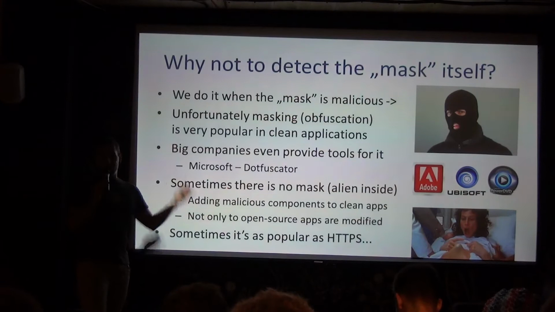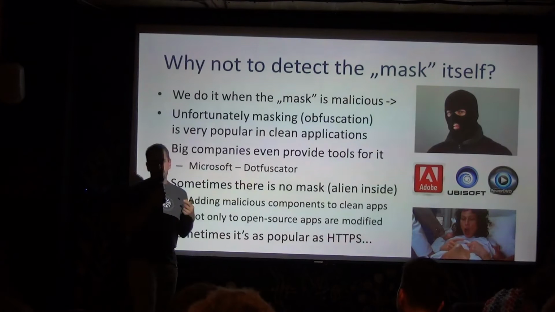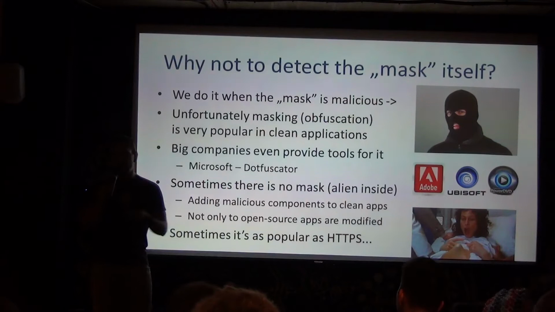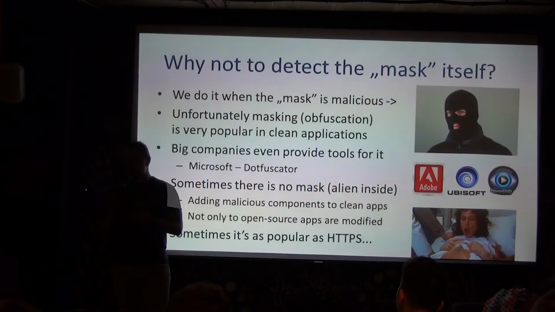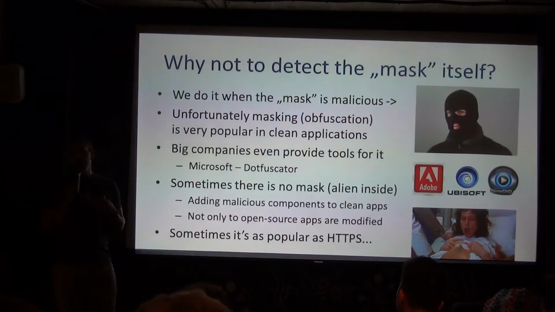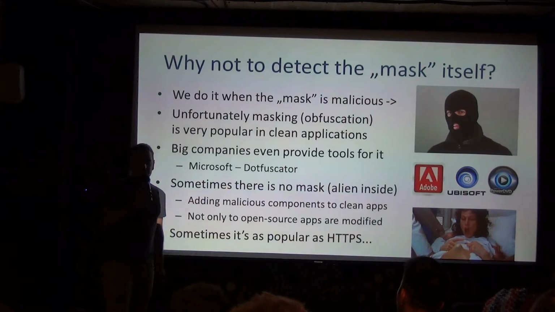The other case is that sometimes there is no need even to put a mask. You can just embed some malicious code into clean objects. Of course, the easy way is to use some open source software, modify the source code, add a malicious component and release it. But it's not needed, because such kind of modifications can be done even to binary files pretty easily. And the mask and the way to prevent extraction of features is sometimes very obvious, like HTTPS traffic. If the traffic is encrypted, we cannot get the data from such kind of traffic.